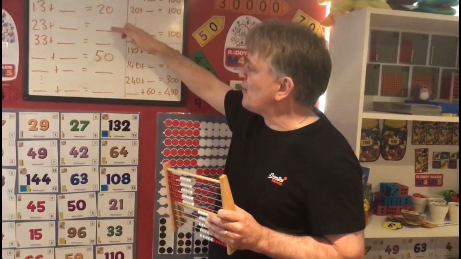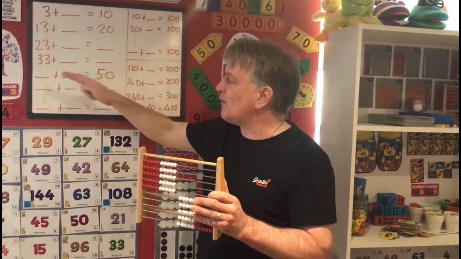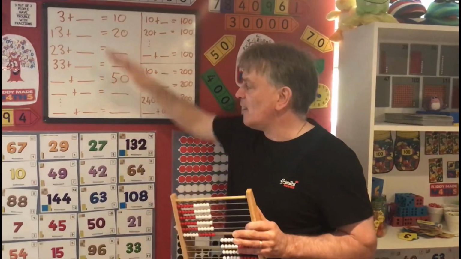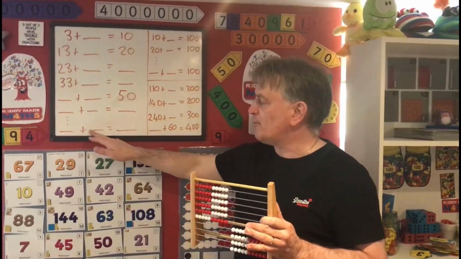We've done 10, 20, 30, 40, 50. Oh, this one must be 60. How am I going to make 60? If I follow that same pattern, it's going to be 53 and 7 makes 60. All the way down to the final one, where it's all blank, but that will be 93 plus 7.